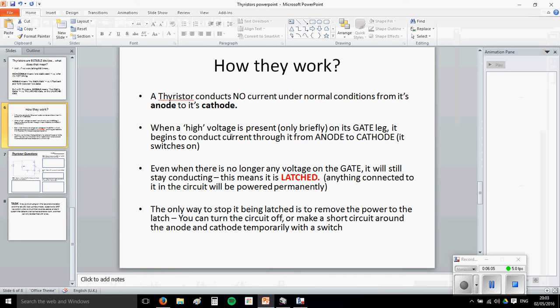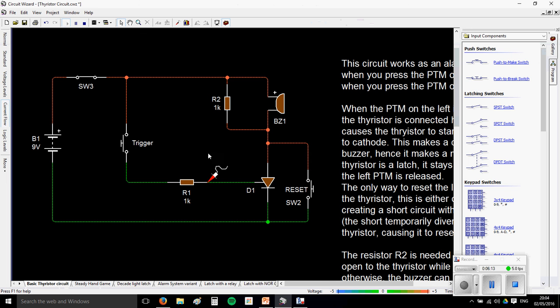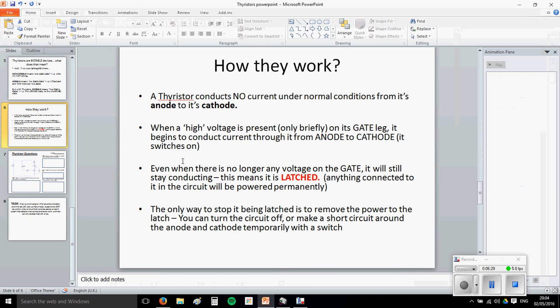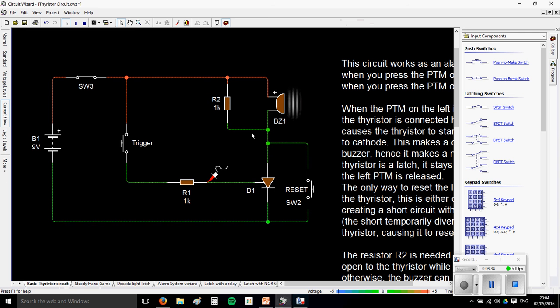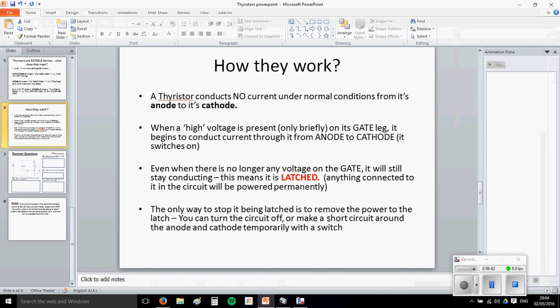Step 2, when a high voltage is present, only briefly, on its gate leg, it begins to conduct from its anode to cathode. So in our circuit, when I press this button here, it doesn't take a rocket scientist to see, I'm connecting the gate leg up to positive, and that's what you'd call high. So when I make that high, the transistor starts to conduct. Even when there's no longer any voltage on the gate, it will still stay conducting. That means it's latched, and as you can see, I've pressed that once, but I'm not holding it down, and it's still conducting.